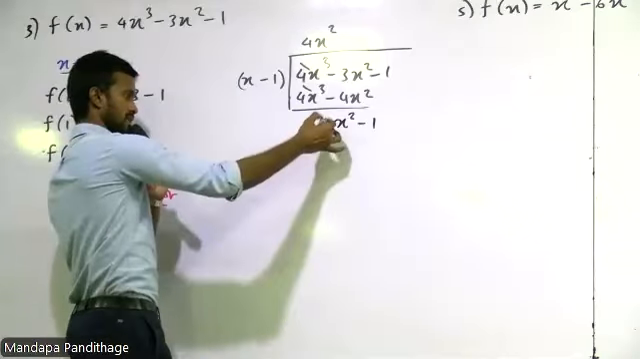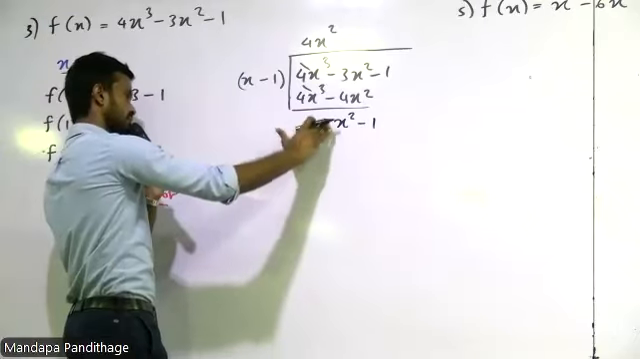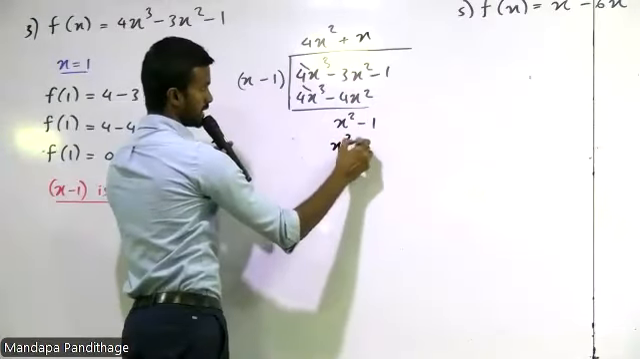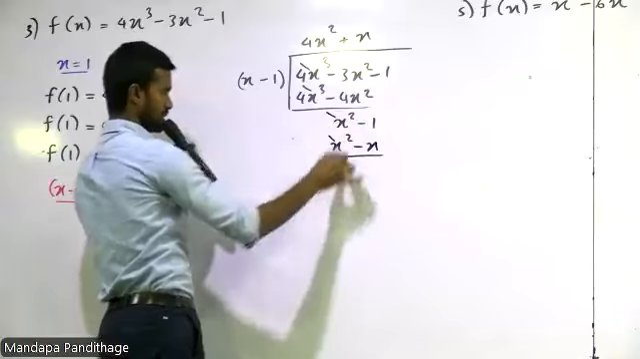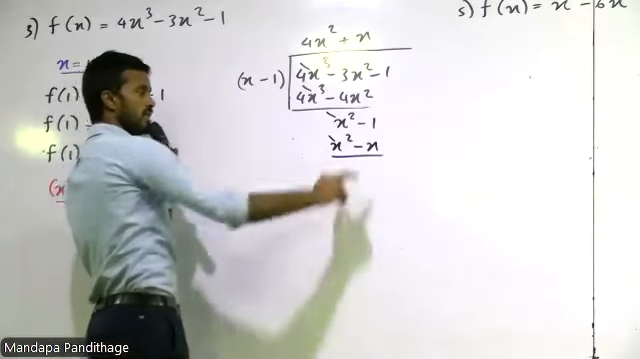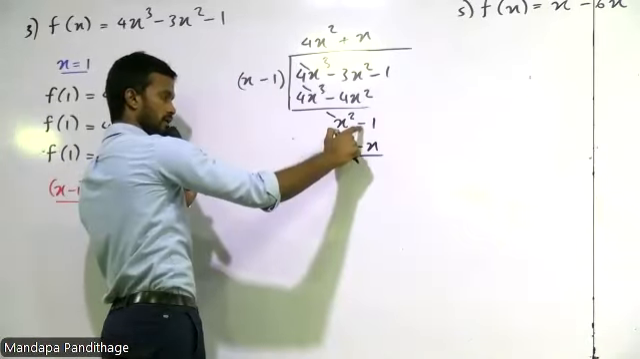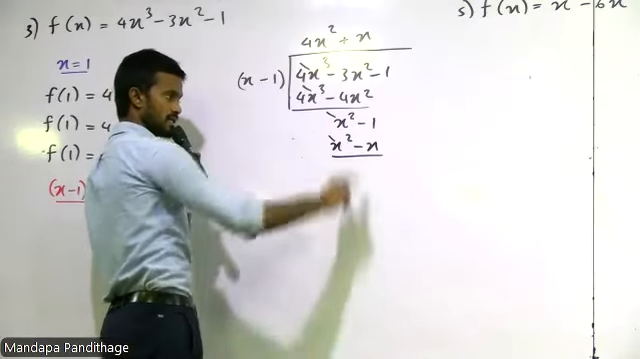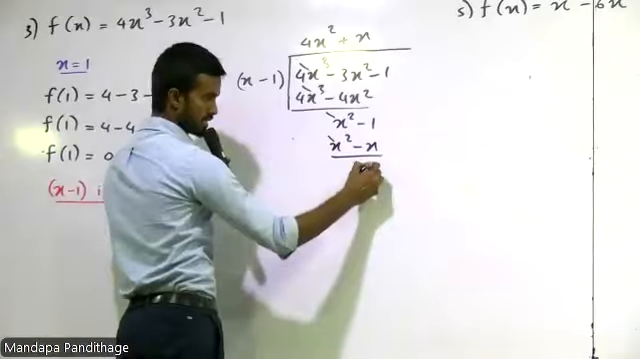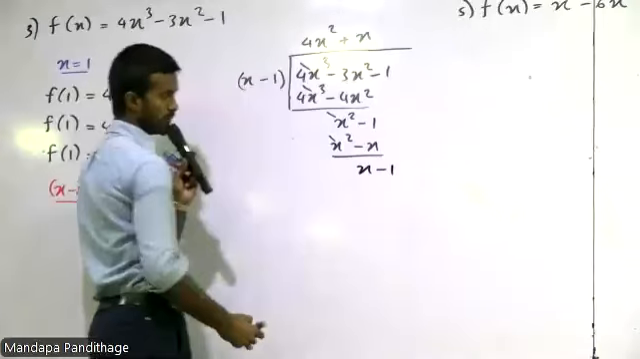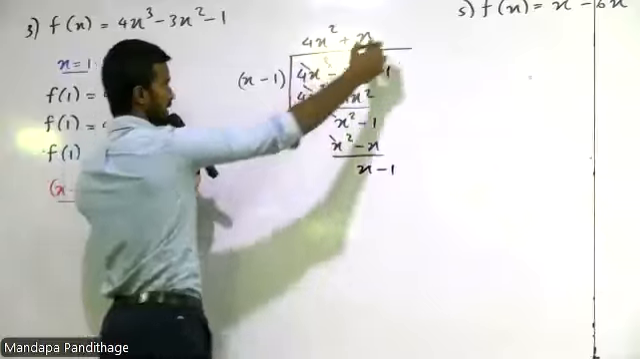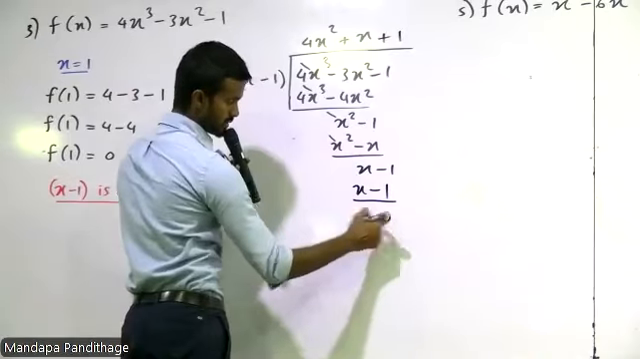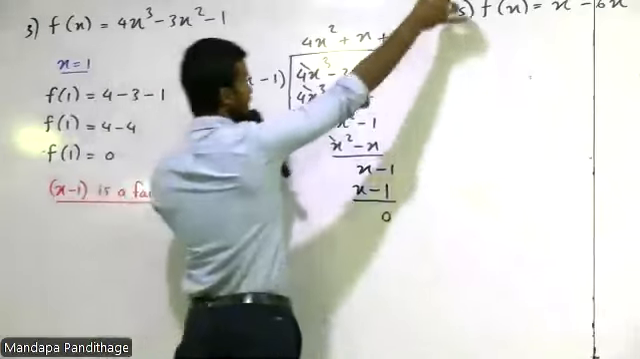Here the coefficient is plus 1, but we are not writing plus 1. x squared divided by x is plus x. When you multiply, x squared minus x. There's no x to be subtracted from the top one, so 0 minus minus x gives you plus x. And minus 1 directly comes down. x divided by x is plus 1. When you multiply, it's x minus 1. So it becomes 0. You're supposed to get 0. Clear?